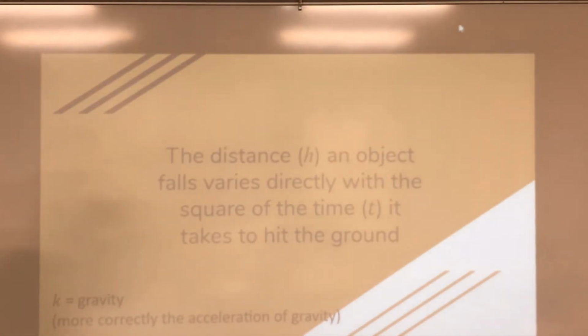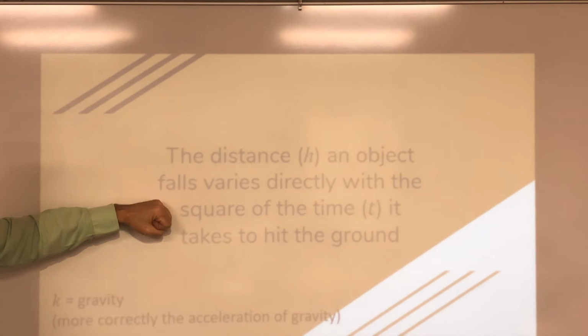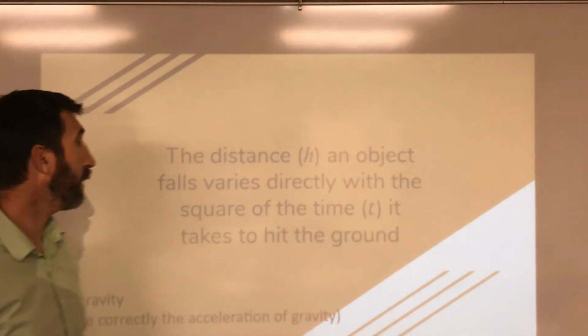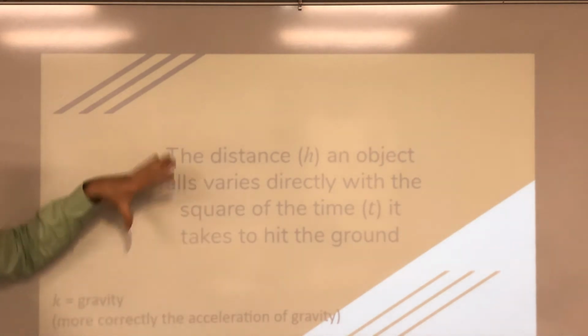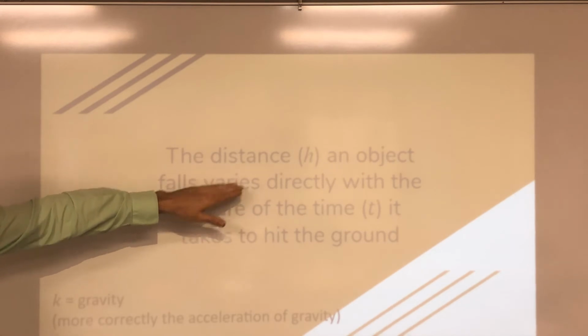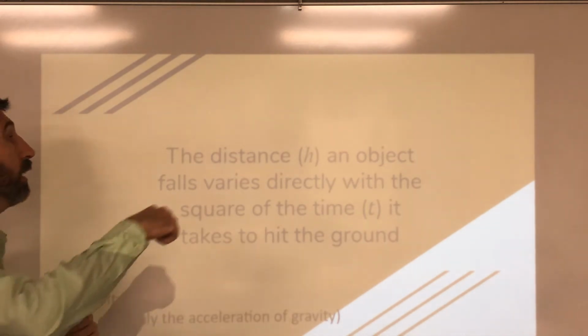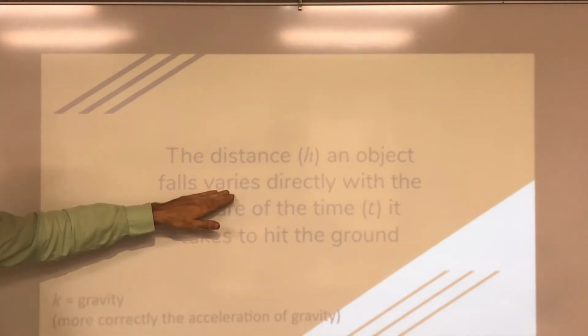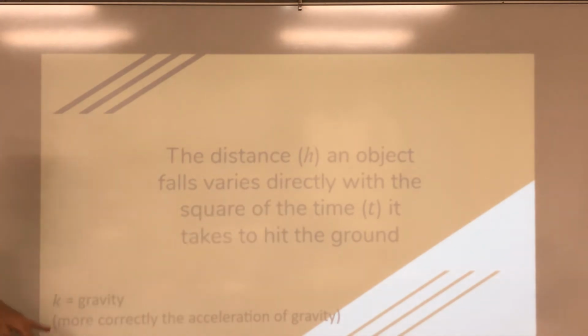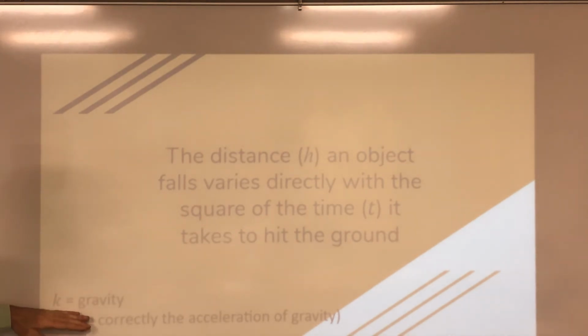Okay, now we talked about gravity. The distance h that an object falls varies directly with the square of the time t it takes to hit the ground. Now this is our word problem. We don't know what k is. When we see the object varies directly, we're thinking equals, right? Equals k times something. Varies directly means equals k times something. For us, our k is gravity. When we're talking about a falling object, our constant is gravity. As long as we're on Earth, our gravity is the same.